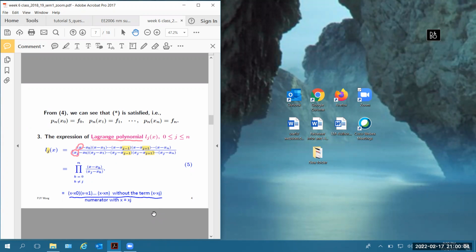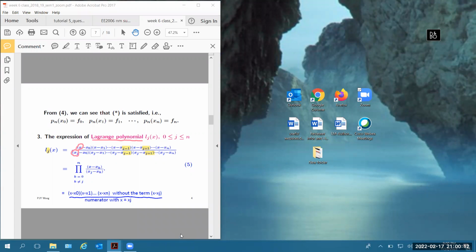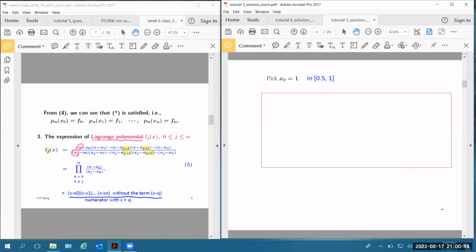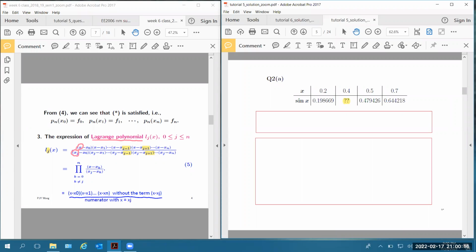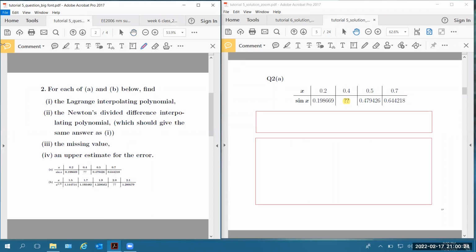I think we got this Lagrange polynomial already. I think now we can go and do one problem. So we are here. Let's look at number 2a. Where's my question? My question is here. Okay, let's look at 2a here.